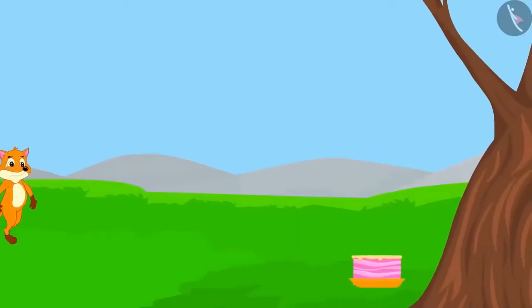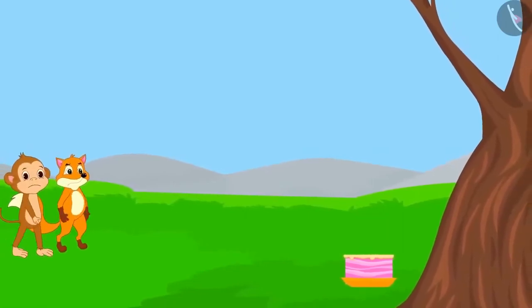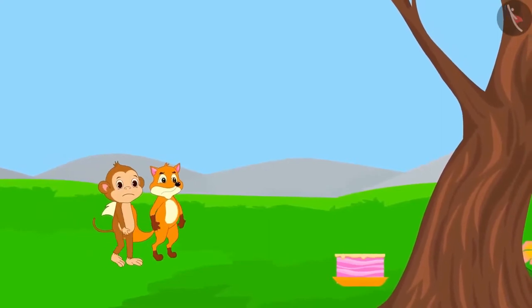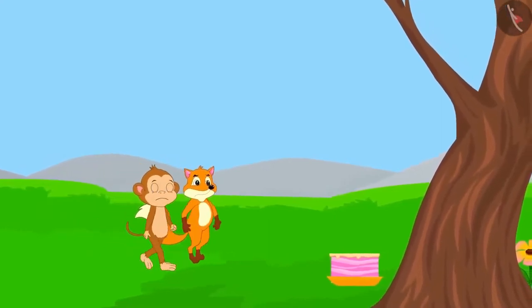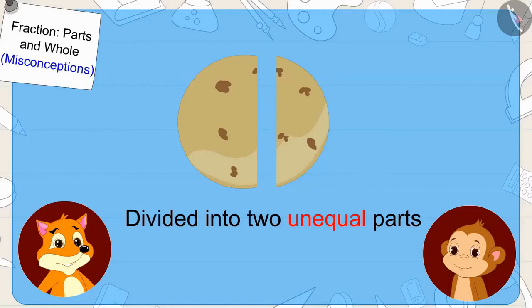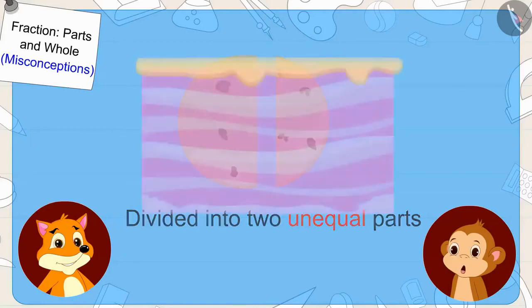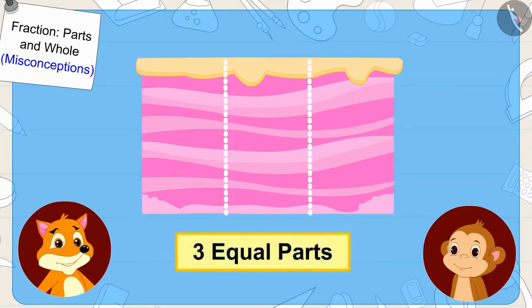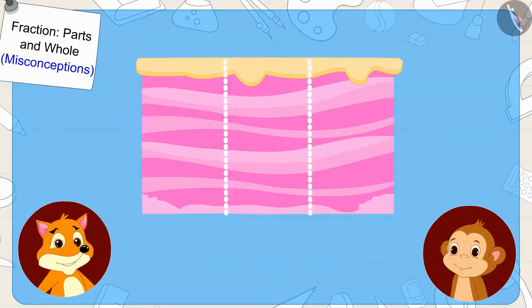Now, while searching for the way out, they found such a rectangle-shaped cake. The cake was quite small. Babban understood that the fox had divided the chapati in unequal parts. So this time, he told the fox that she would have to make equal parts of the cake. The fox agreed. The fox split the cake into 3 equal parts in this way.